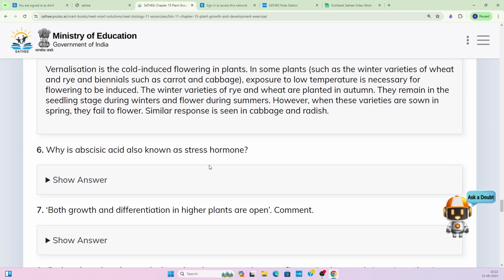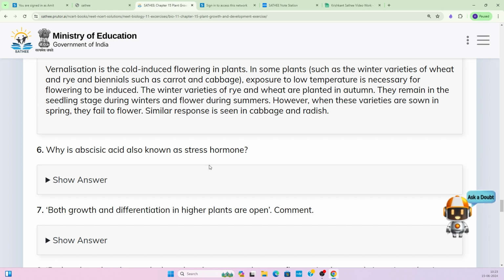Next is vernalization. It is the cold induced flowering in the plants. When you give the cold treatment and it induces the flowering in the plant, then it is called vernalization. So in some plants such as winter varieties of wheat and rye, and the biennials such as carrot and cabbage, exposure to low temperature is necessary for flowering to be induced.